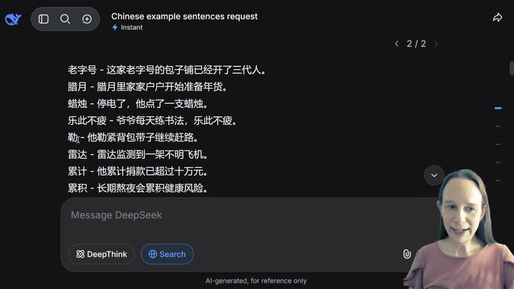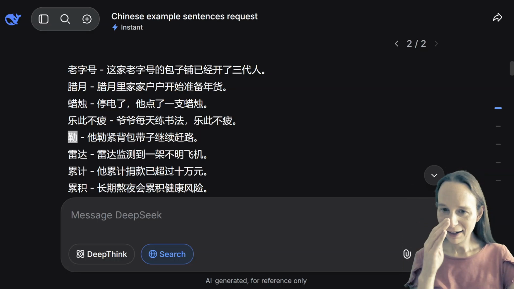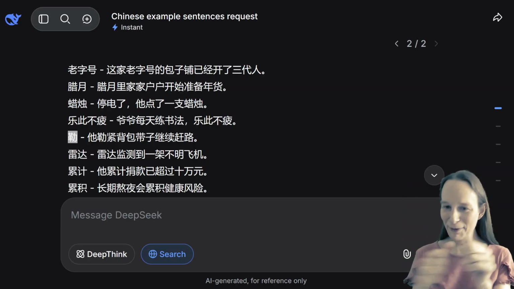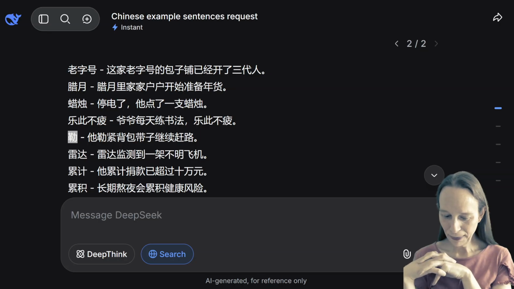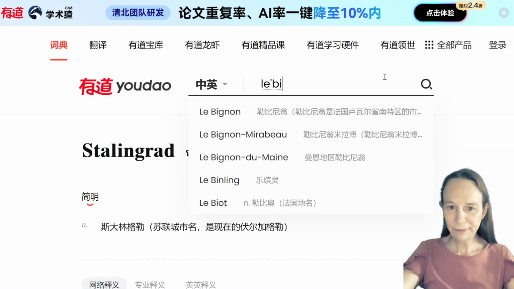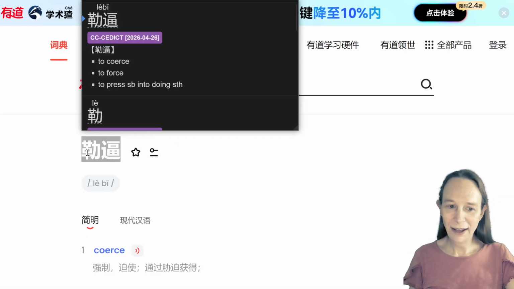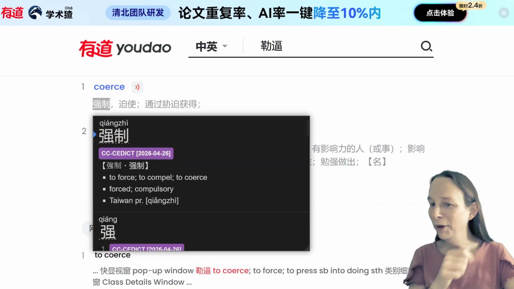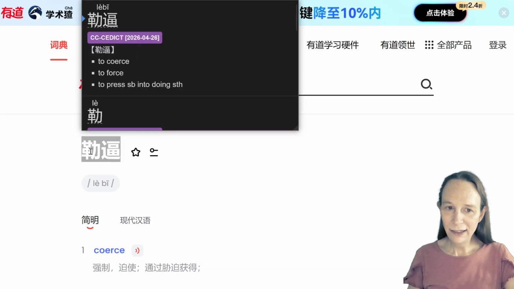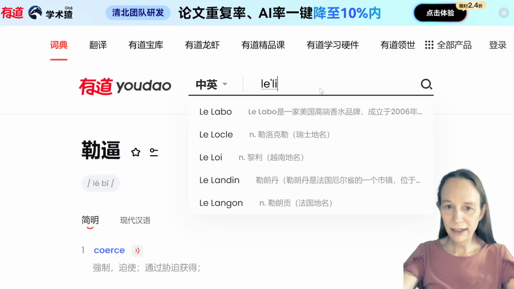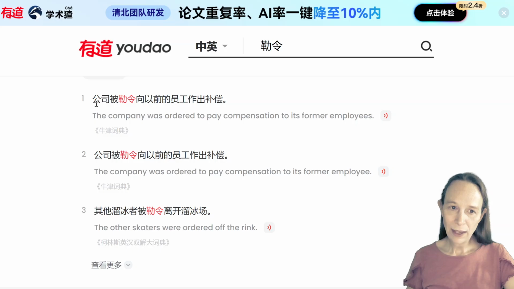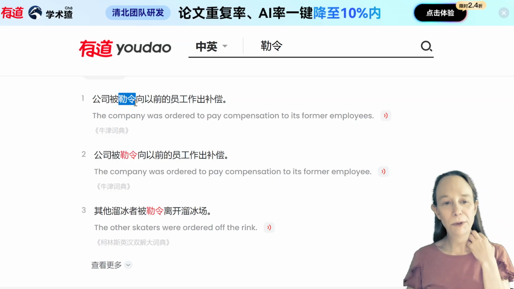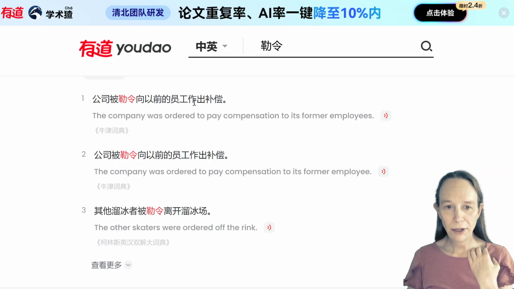All right. 3 definitions that are worth learning. We learned 悬崖勒马. So we rein in our horse as it gets towards the end of the cliff or the precipice. We learnt 勒逼, to coerce. This is a much more common word though. 强制 is very common. Okay, so the dictionary also has 勒令. I don't know this one. 勒令, force order. 公司被勒令向以前的员工做出补偿. The company was ordered to compensate former employees.